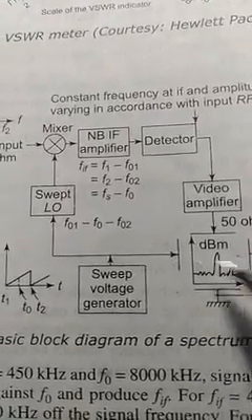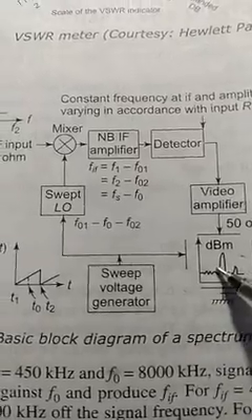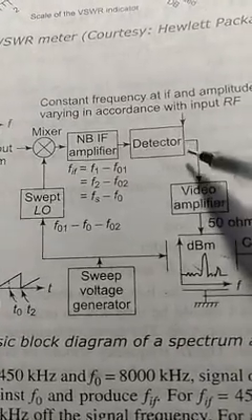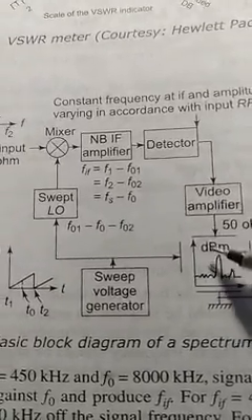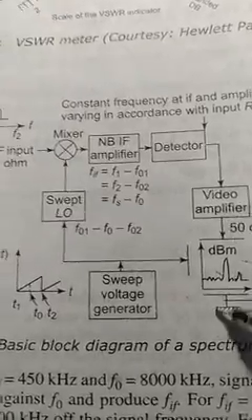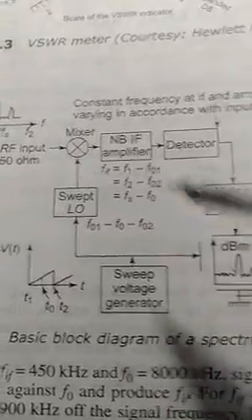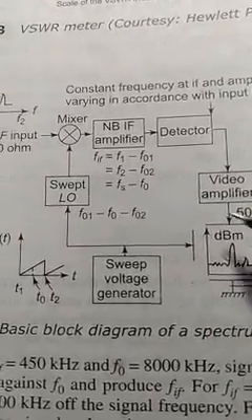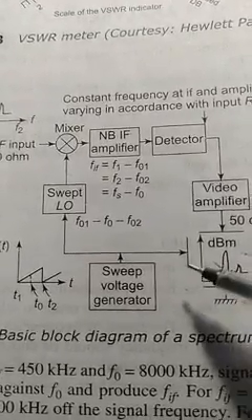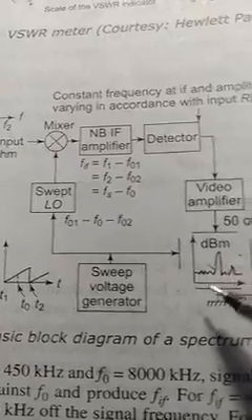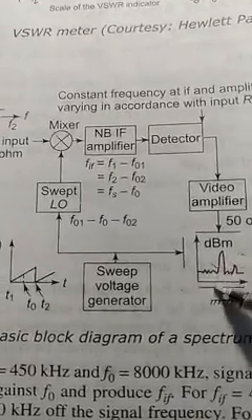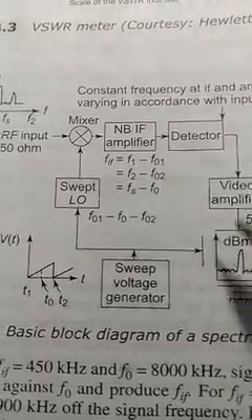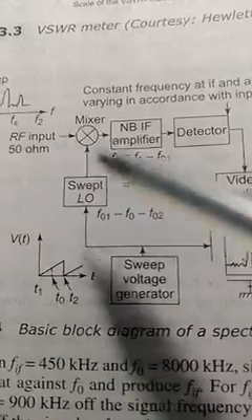So on the horizontal axis it will be moving, whereas whatever signal comes from the video amplifier will give the amplitude. And here this scope is calibrated in amplitude versus frequency. Frequency is plotted on the horizontal axis and the amplitude is plotted on the vertical axis. So how does it work?